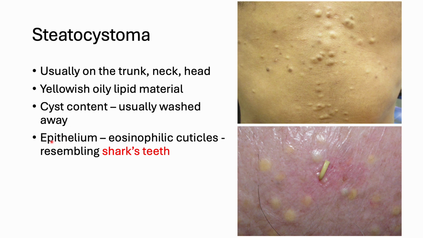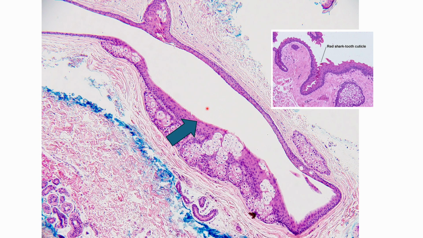And the epithelium, as we mentioned in the structure of the hair follicle, has eosinophilic cuticles, which resemble shark teeth. And here is the demonstration of the cyst wall and empty cyst content, with the red shark tooth cuticle. So this is a very characteristic component of the sebaceous gland.